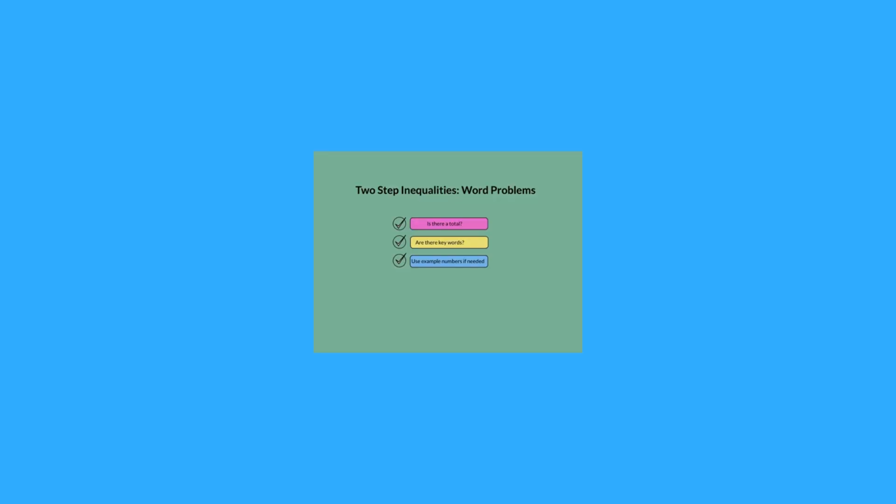When we're writing a word problem for inequalities, we could have multiple steps. So we're going to look at some word problems that would result in a two-step inequality. And we're going to read through these the same way we did with one step, keeping an eye out for those keywords. Is it talking about something with a total that typically goes at the end? And again, we can always plug in sample numbers to test out what operation we should use.